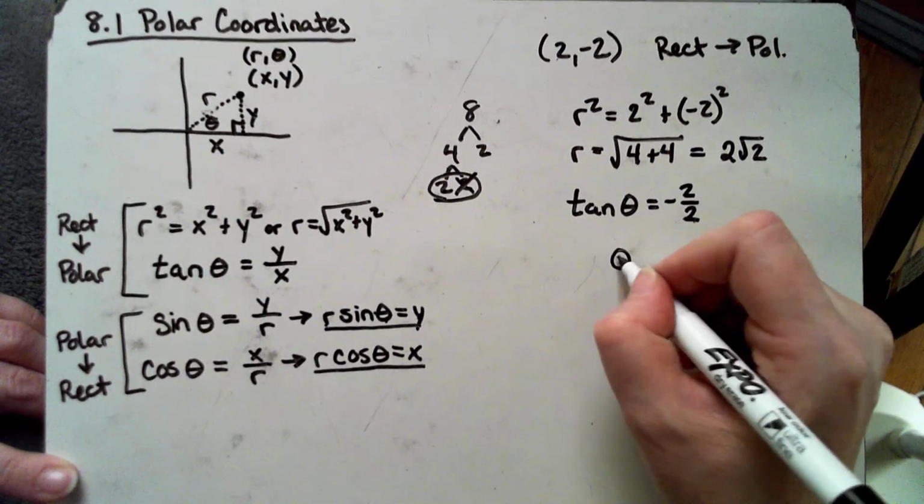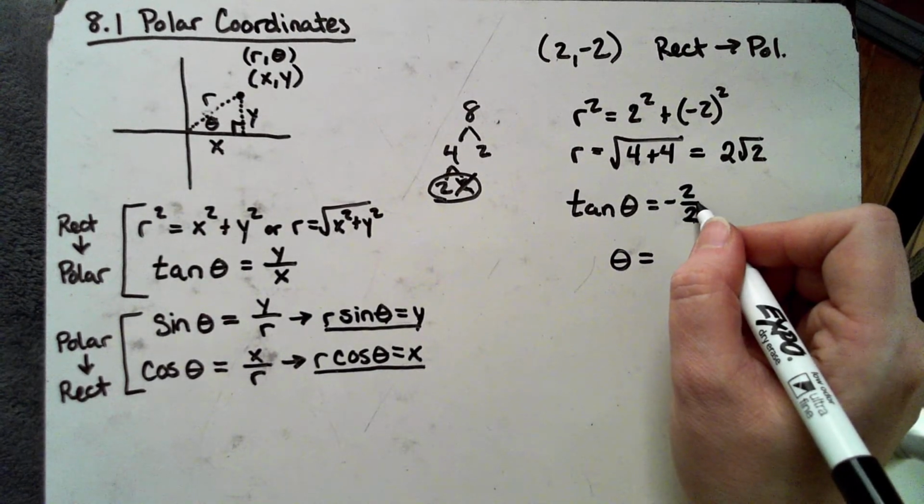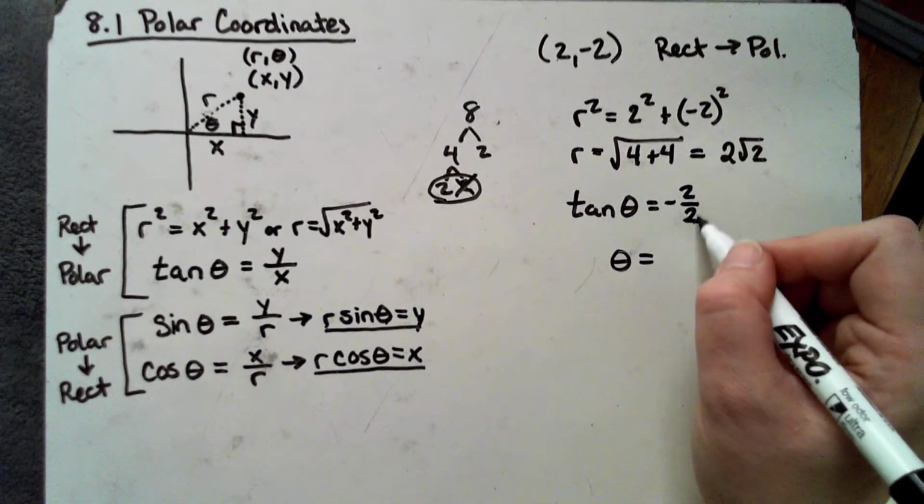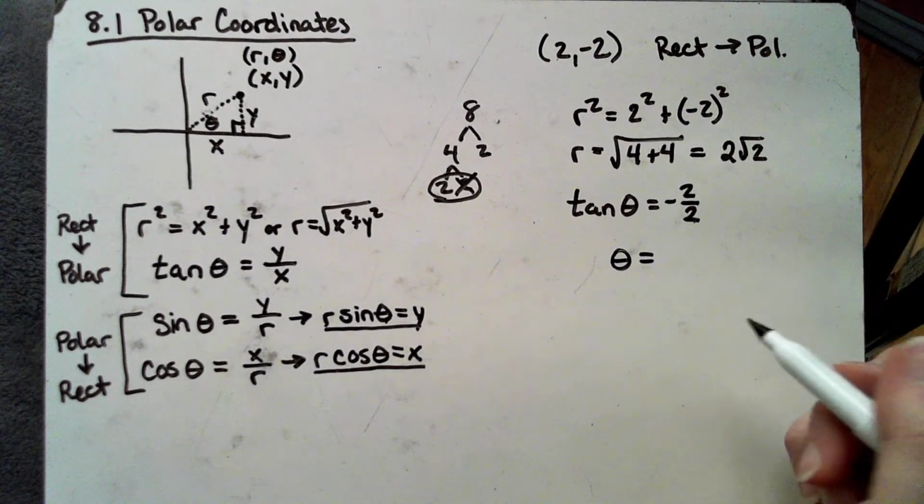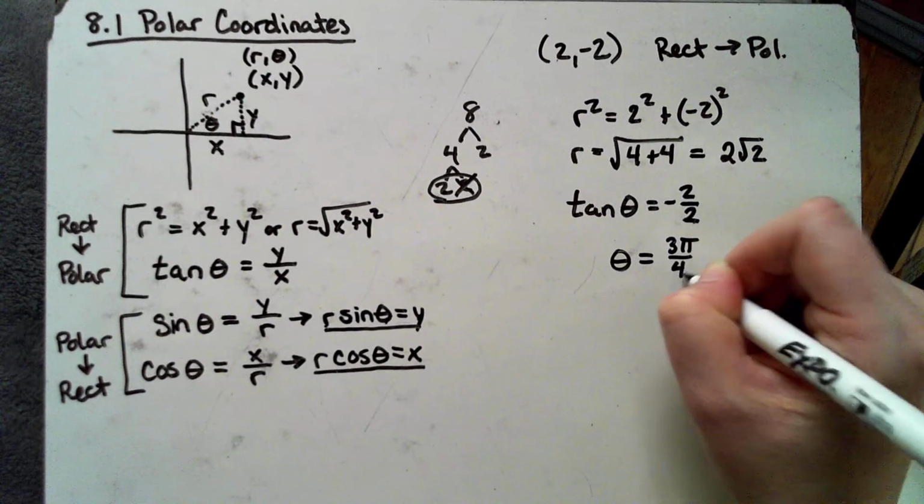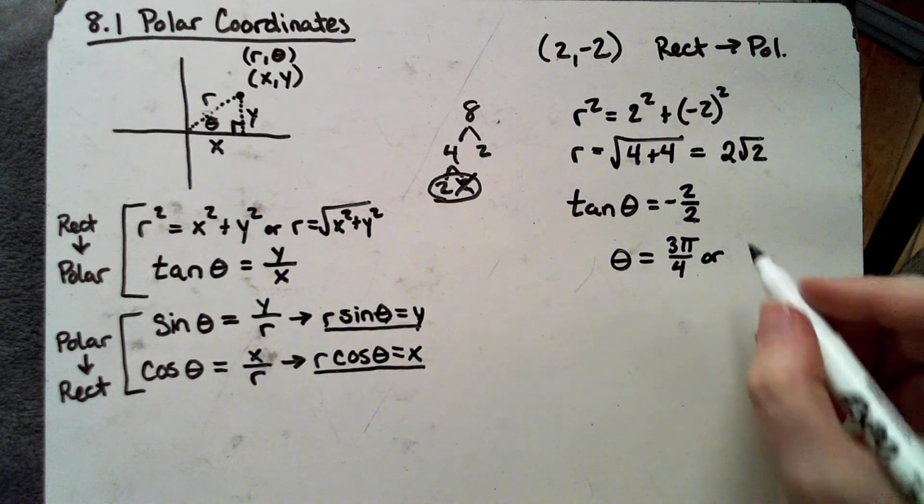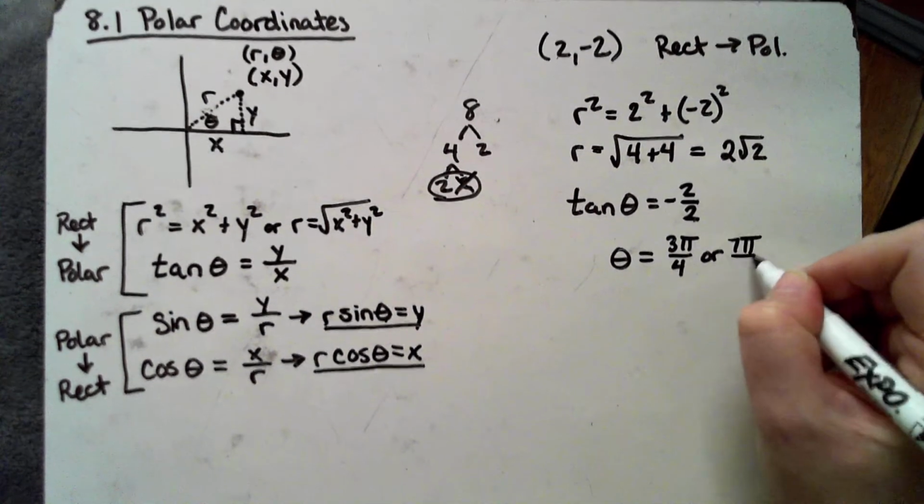Now we have to be careful about this because there are actually 2 places on the full unit circle where tangent can be negative 1. And that's going to be at 3 pi over 4, or it's going to be in fourth quadrant, which is 7 pi over 4.